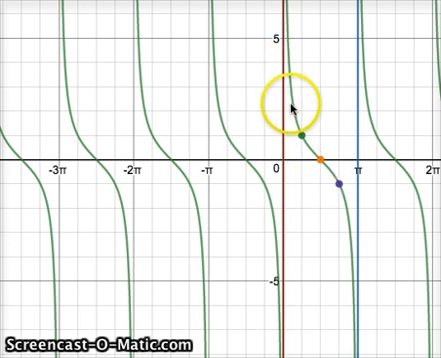Notice the cotangent function is always going down, whereas the tangent function was always going up. Cotangent is a decreasing function. From left to right, it's going down. Tangent is increasing. From left to right, it's going up.